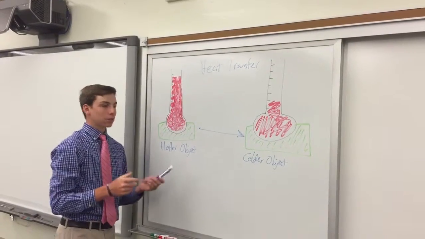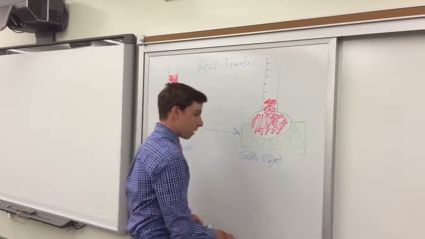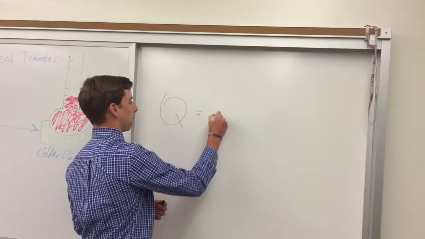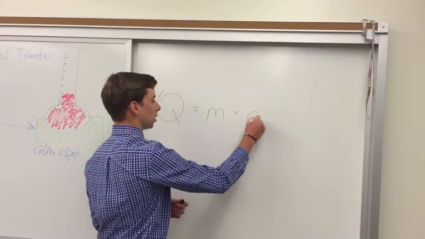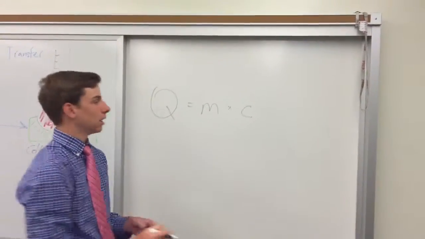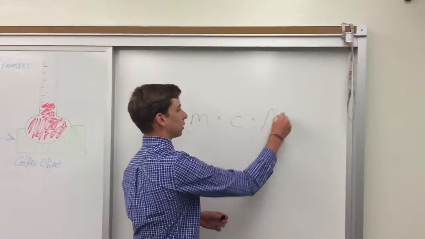And so we can illustrate this heat transfer by an equation. Q, heat, equals mass times specific heat of the object, measured in joules per gram, times the change in temperature.